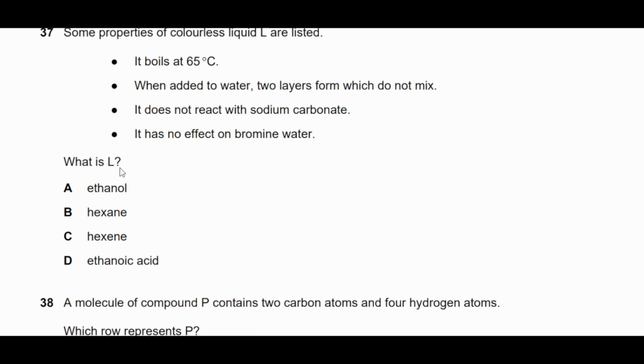Some properties of colorless liquid L are listed. It boils at 65 degrees. Okay, we cannot do anything with the information. When added to water, two layers form which do not mix. Okay, so that means it cannot be ethanol because ethanol is soluble in water. It does not react with sodium carbonate, so it cannot be ethanoic acid because it doesn't react. It has no effect on bromine water. It cannot be hexene because hexene has the carbon-carbon double bond which reacts with bromine water. Okay. The answer is B, hexane.